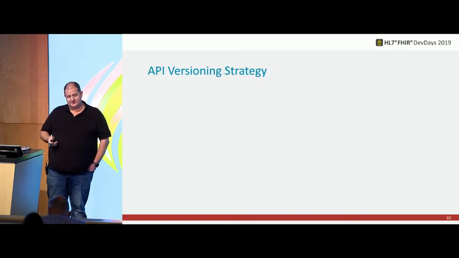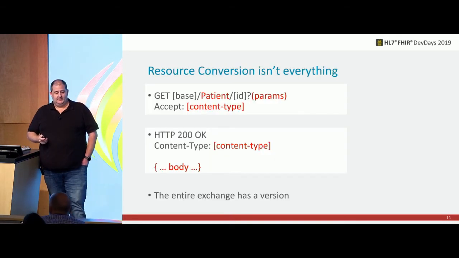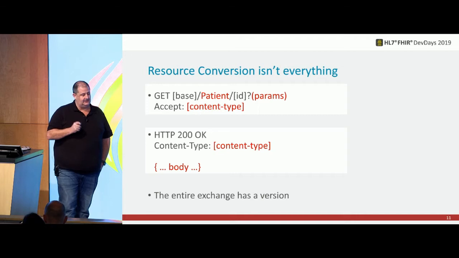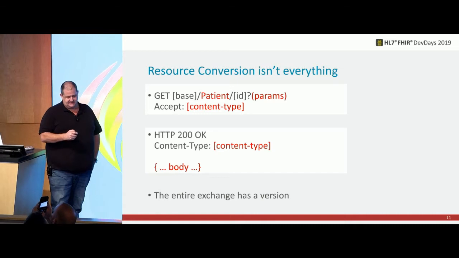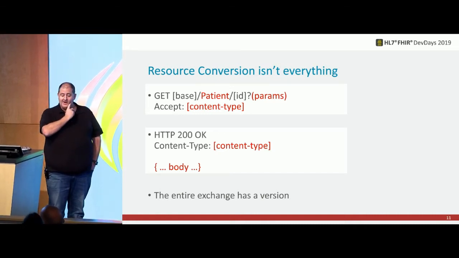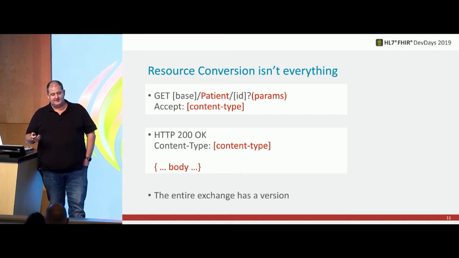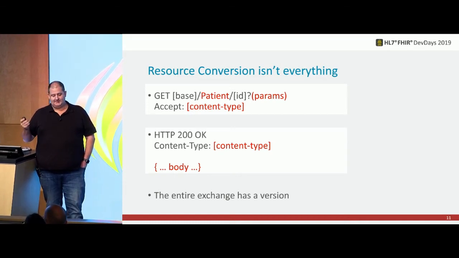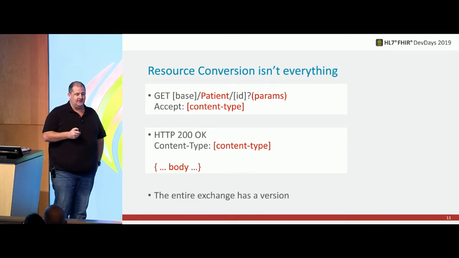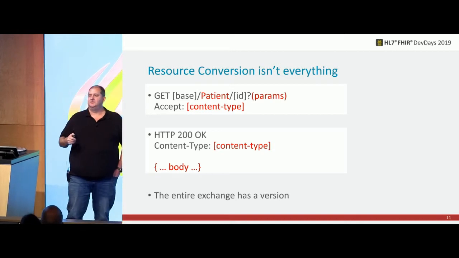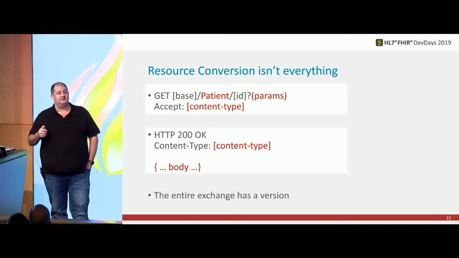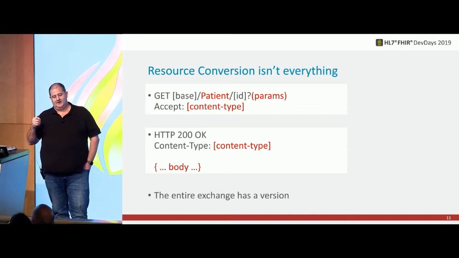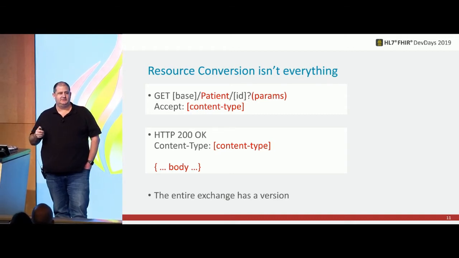All right, API versioning strategy. First of all, I want to be clear that the resource version and the resource conversion is in everything. Here's an exchange between a client and a server where the client says, give me a patient with a particular ID and maybe some parameters, and provides a content type, gets back a content type, and gets back a body. The entire exchange is versioned. It's not just the resources that are versioned. The content type varies depending on the version. The parameters that are available vary with the version.